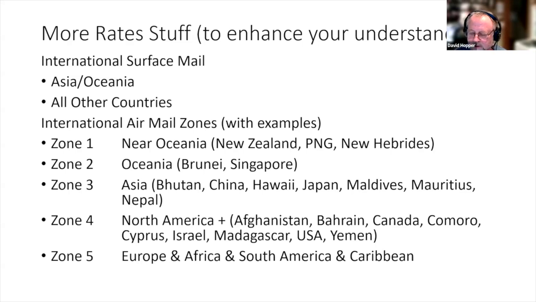Then Zone 5 is Africa and Europe, South America, Caribbean. So those are what you see these things doing. Of course, if I've got a choice between a Zone 4 airmail to Canada and a Zone 4 to Bahrain or Afghanistan, I'm taking the other ones. The Canadian one goes back in the box.